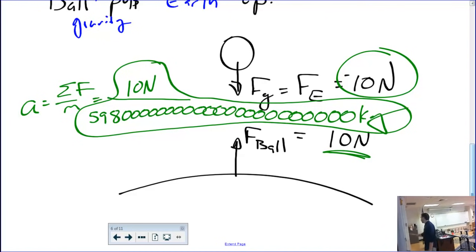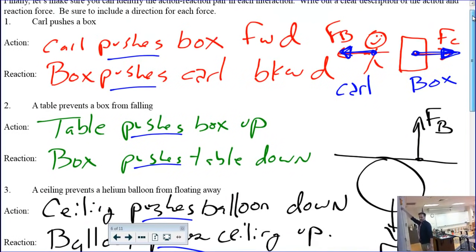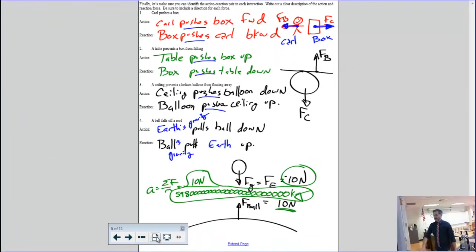But at this point, what you need to understand is this. This force of gravitational attraction is mutual. So when the Earth's gravity pulls an object down, that object's gravity pulls the Earth up with an equal amount of force. That's the other thing I haven't been stressing yet: in all of these examples, remember, Newton's third law says for every action force, there's an equal and opposite reaction force. So all of these forces are equal. Carl's force is equal to the box's force. The table's force is equal to the box's force. The ceiling's force is equal to the balloon's force, etc.